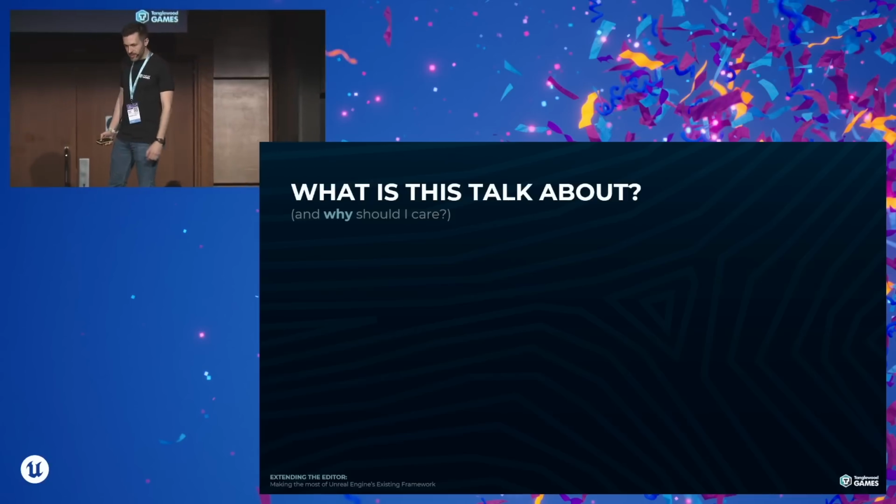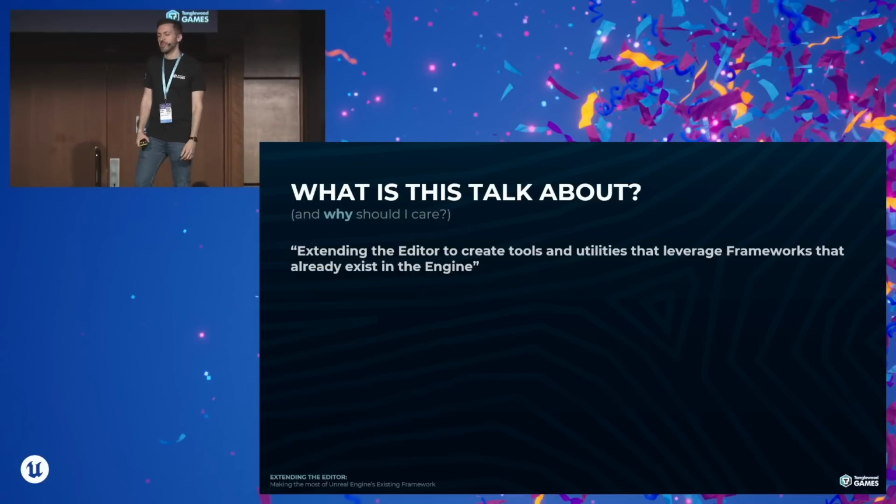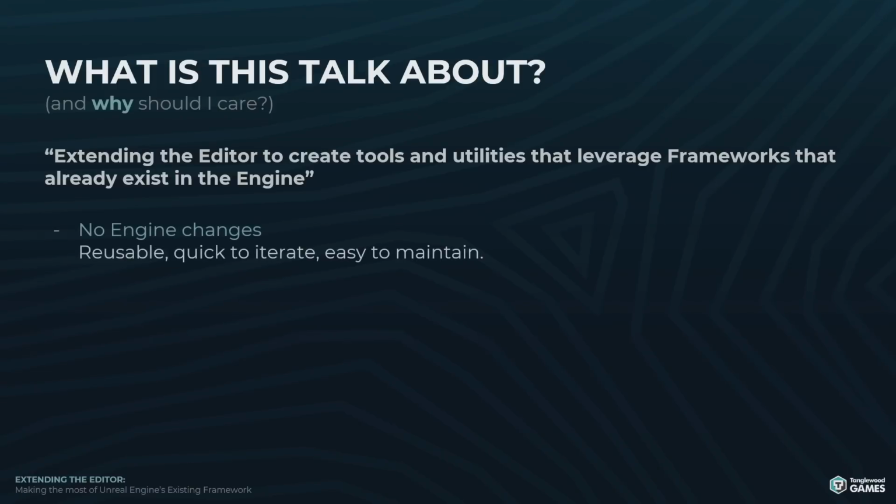So what is this talk about? We're going to be talking about how to extend the editor, creating tools and utilities using what the engine already offers in terms of frameworks. Why do we want to do this? Well, this is going to avoid having to do any changes to the engine. That means our code is going to be easy to move to another project. It's going to be quicker to iterate because we don't have to rebuild the engine every time something changes, and it's going to be easier to maintain in general.